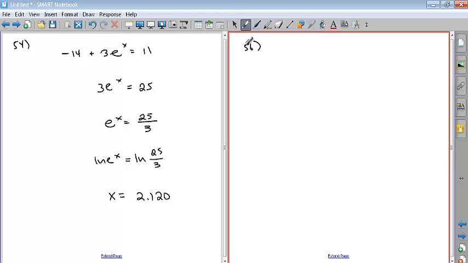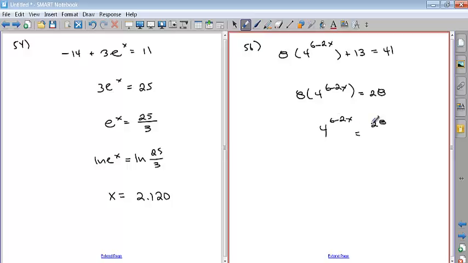Problem 56: 8 times 4 to the 6 minus 2x plus 13 is equal to 41. What I need to get is this part by itself. So the first thing I'm going to do is subtract 13 from both sides. 41 minus 13 is 28. Then you divide both sides by 8, so I get 28 over 8. Then I take the natural log of both sides.